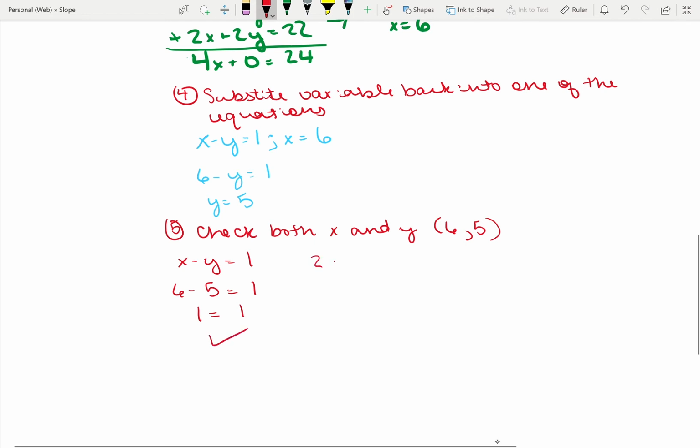We have 2x plus 2y is equal to 22. So we have 2 times 6 plus 2 times 5 is equal to 22. And we find that 2 times 6 is 12 plus 10 is equal to 22. And we find that 12 plus 10 gives us 22 is equal to 22. So therefore that is correct. And therefore we solve for both x and y.